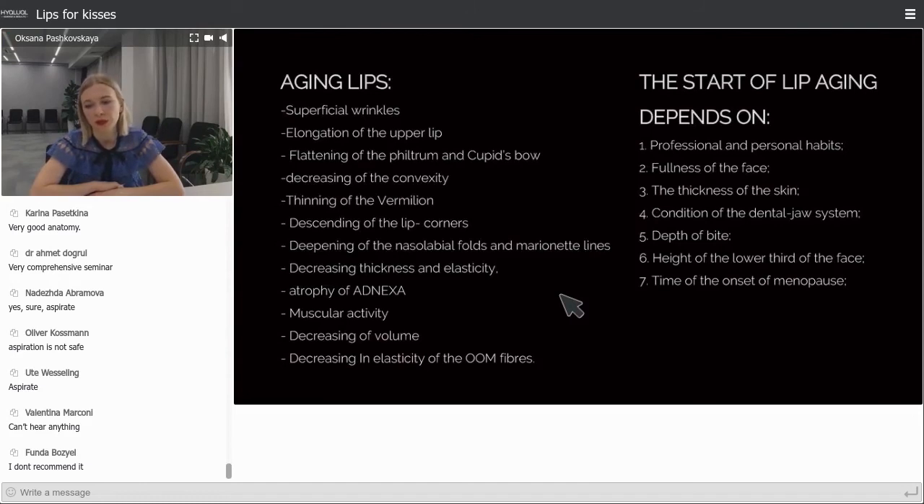Height of the lower third of the face, yes, it's also related to the skeletal system, and time of the onset of menopause. So you know that we are doctors, and of course we should pay attention to all of those factors, and should direct our patient even to another specialist, another doctors, if the patient really needs help solving some problems related to his health.